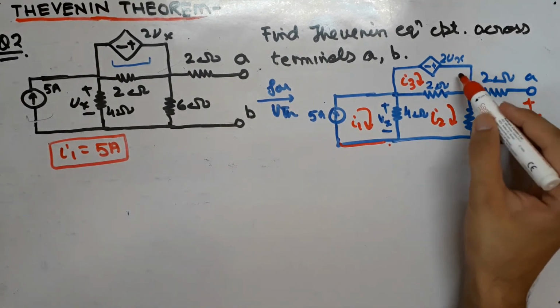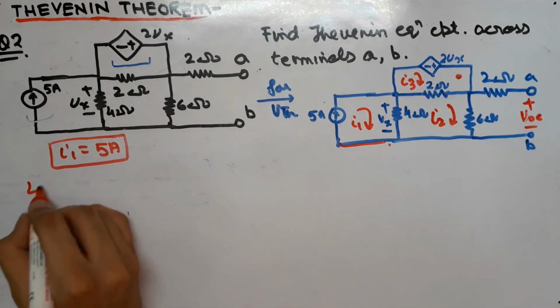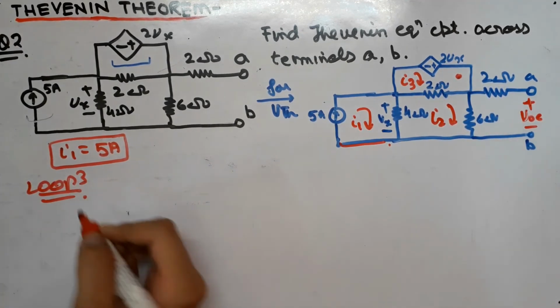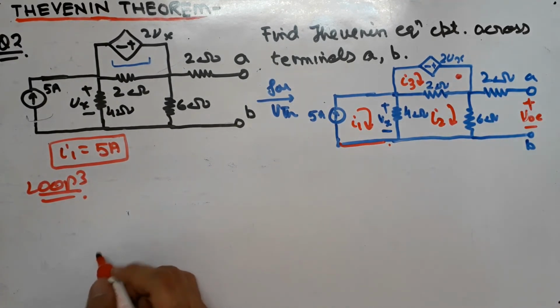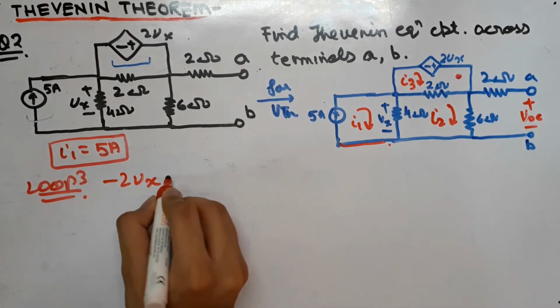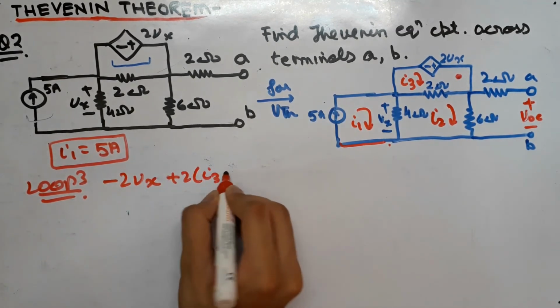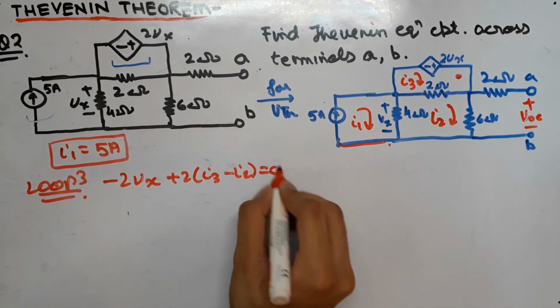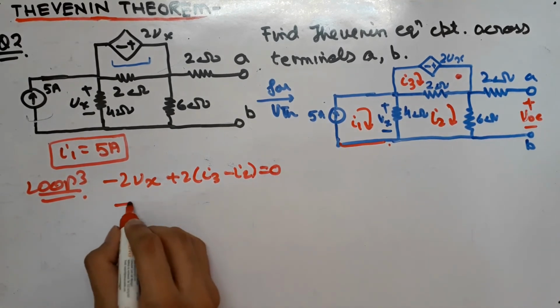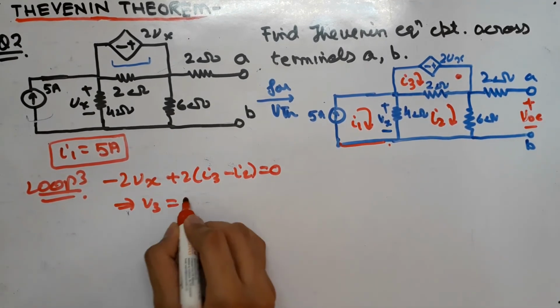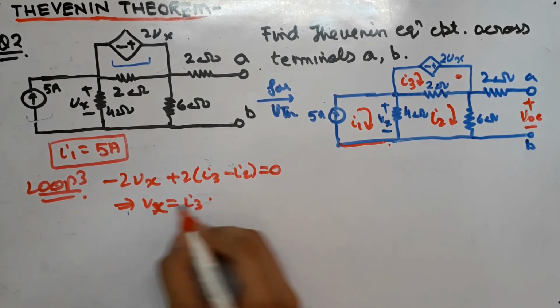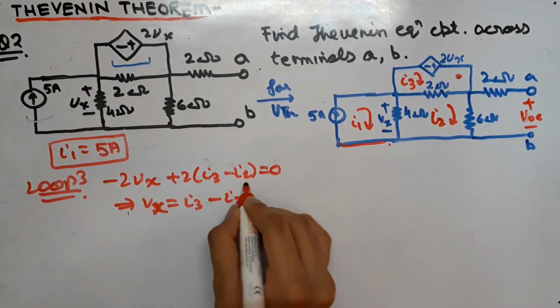And now we will use loop 3. In loop 3 we will apply KVL and we will get minus 2Vx plus 2(I3 minus I2) is equal to 0. When you solve this, you will get Vx is equal to I3 minus I2.